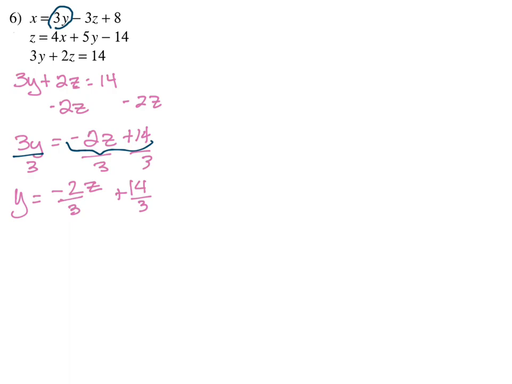Okay, so in this top equation, it says x is equal to 3y, and instead of 3y, we're going to drop in 3 times whatever we just found for y. It's going to work out the same way both ways. I just thought that would be like a nice little shortcut, but it's fine. Minus 3z plus 8.